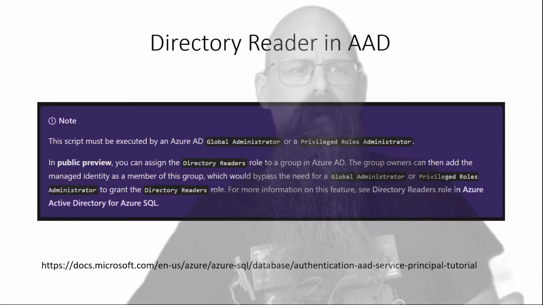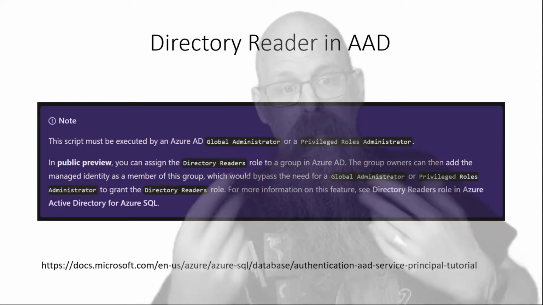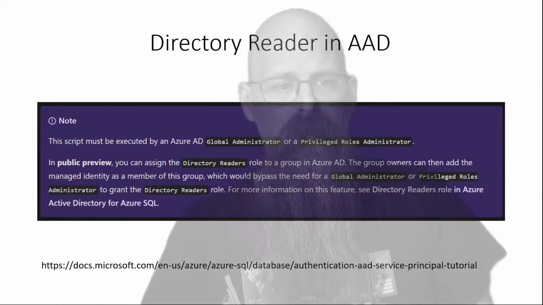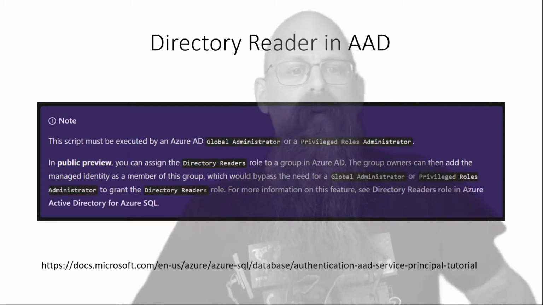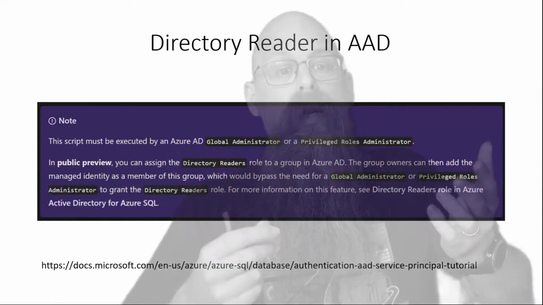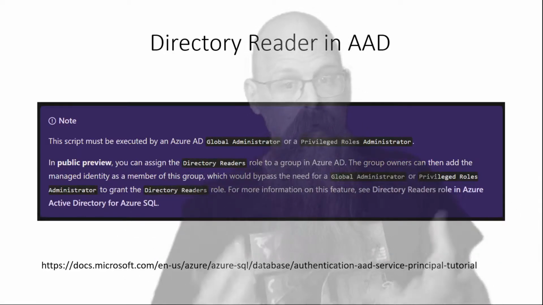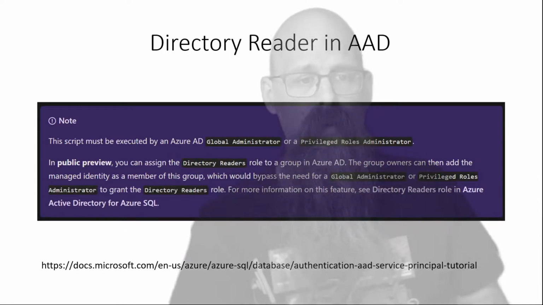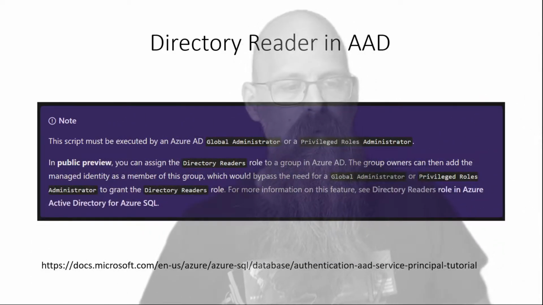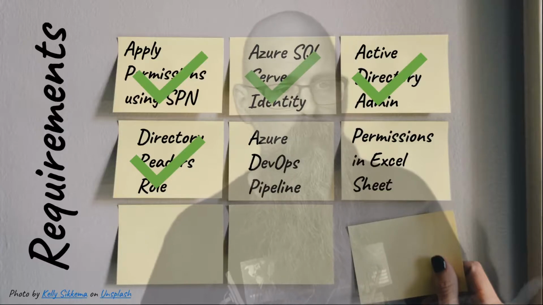Now in Preview, you can actually assign the directory readers role to a group. So if you get a group created in Azure AD, maybe Beard SQL instances, you can give the group an owner. So maybe that could be me, and then apply the role to that group. And then whenever I create an Azure SQL instance, I can just put the instance into that group, and then the role will be granted. So we've got our directory readers role completed.